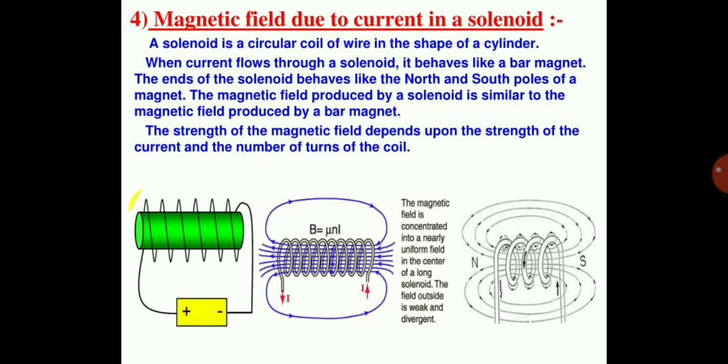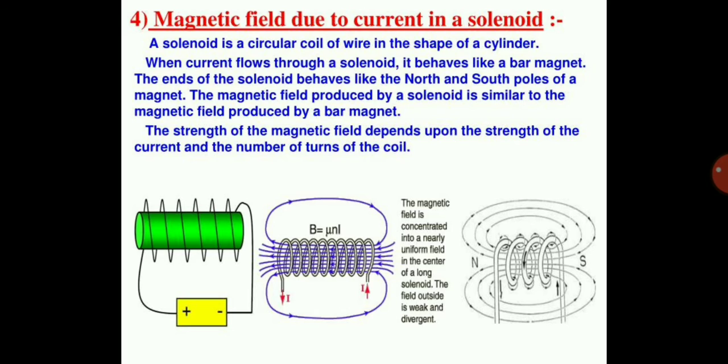In the first picture you can see here, this end has become the positive and here it has become the negative. So the magnetic field produced by a solenoid is similar to the magnetic field produced by a bar magnet. When the current is passed through the solenoid, it acts as a bar magnet. The strength of the magnetic field depends upon the strength of the current and the number of turns of the coil. Means how much the coil is twisted, how many loops are there in the wire.